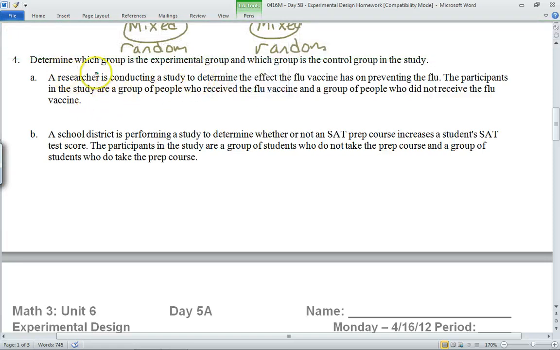The experimental group is the group that got the flu vaccine. And the control group is the group that did not receive the flu vaccine. Okay? So I'm not going to write down all these words. You write it down. Once again, the experimental group, that's the group who received the flu vaccine. And the people who did not receive the flu vaccine, that's the control.